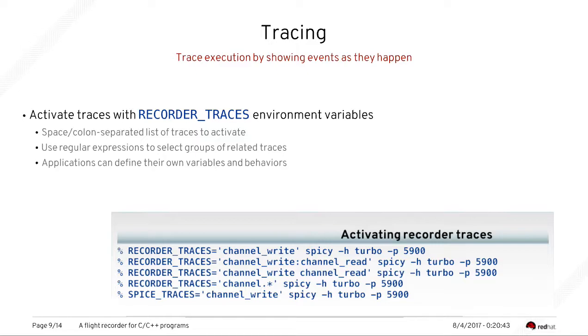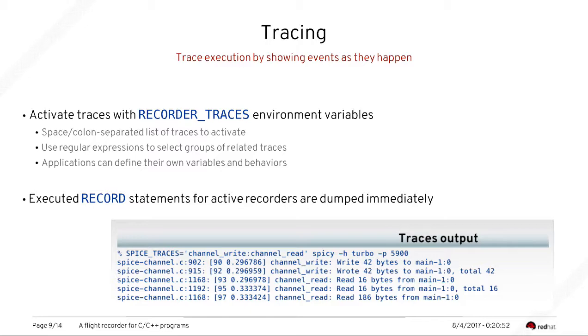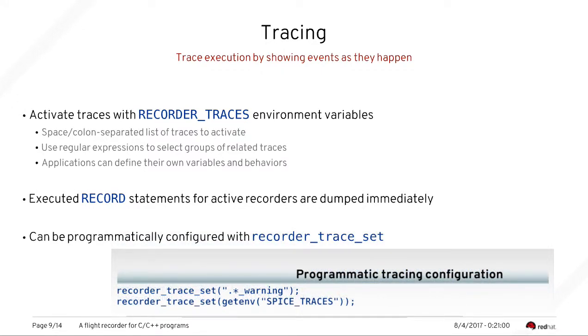Applications can also define their own variables and possibly have slightly different behaviors depending on which variable you use. Then, when traces are activated, the record statements executed for active recorders are dumped immediately. This can also be configured programmatically using the recorder trace set function, which takes a regex. So these are 2 examples. The first one enables all recorders that end with warning, and the second one selects the traces that are specified by the spice traces environment variable.